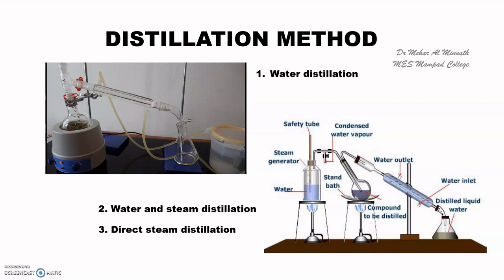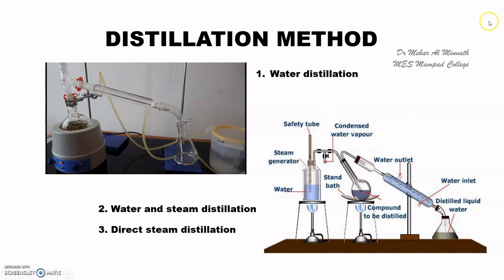And also when you are placing the plant material on the grid, the lower part of the grid becomes waterlogged, and that also will lead to the boiling of the plant material. So the plant material and water may come in contact, and that may lead to decomposition or hydrolysis of the essential oils.